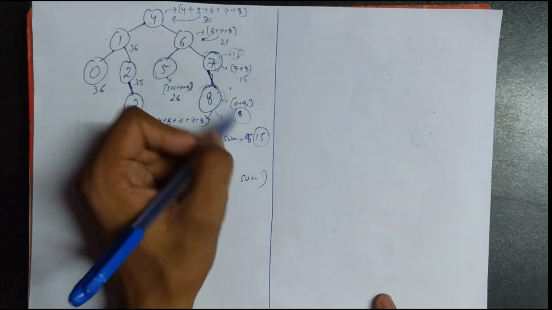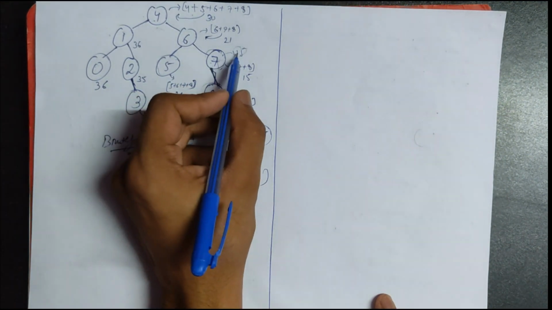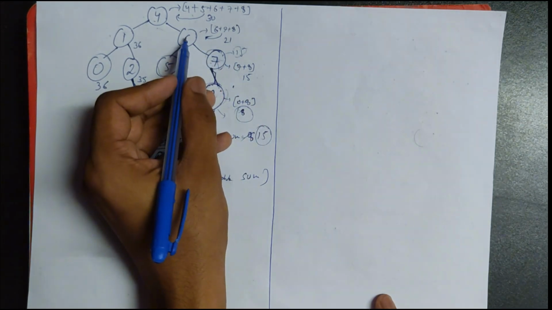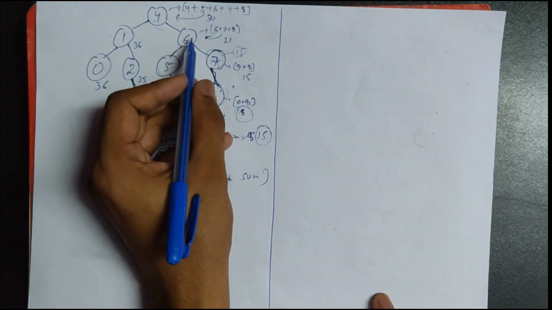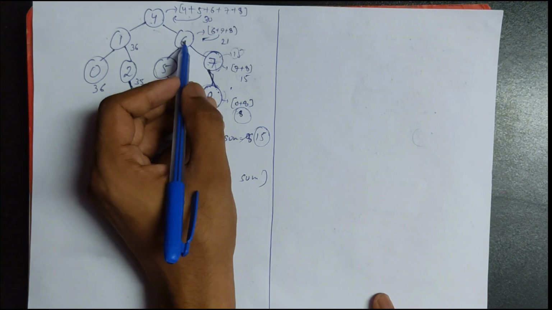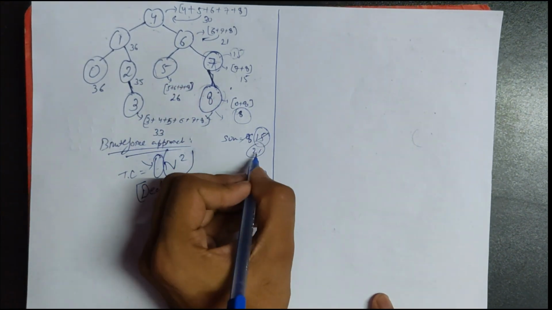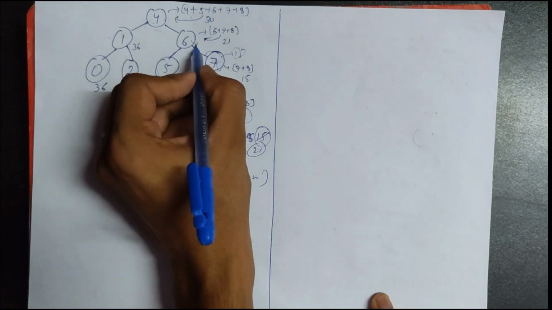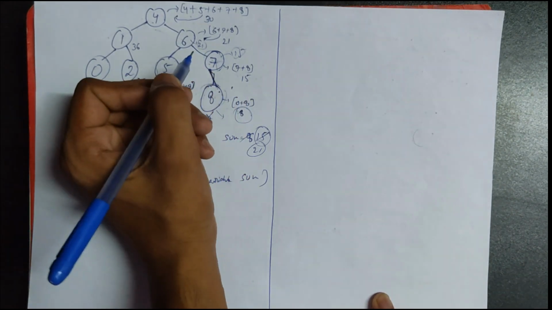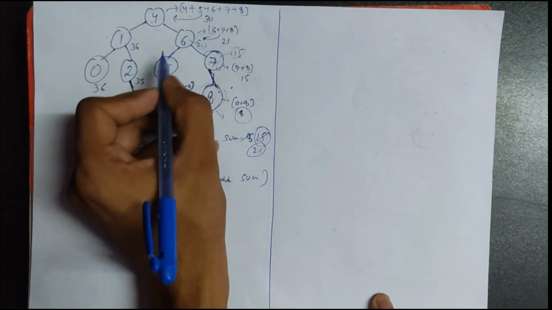Okay, so after 7, as we changed this value 7 to 15, we will go to 6. As we go to 6, we will update the current value 6 to 6 plus 15, which is 21. So sum will be 21, and this 21 will be written here, and after this we will go to 5.